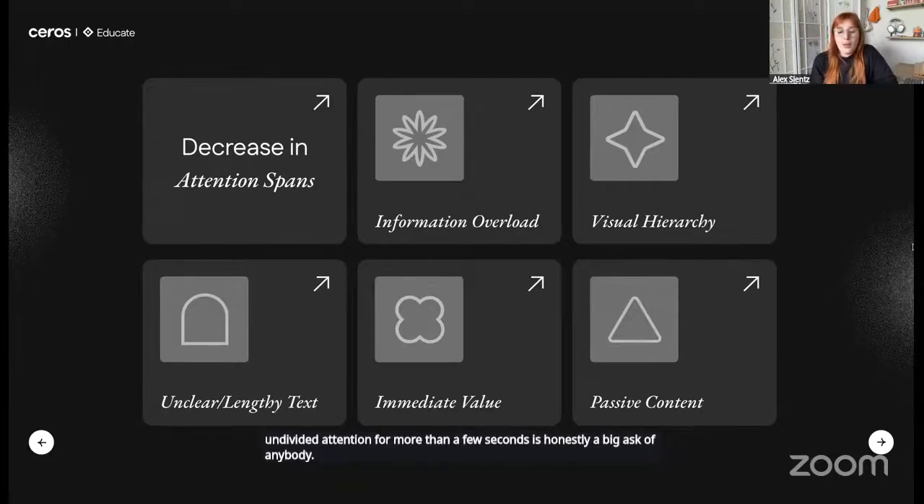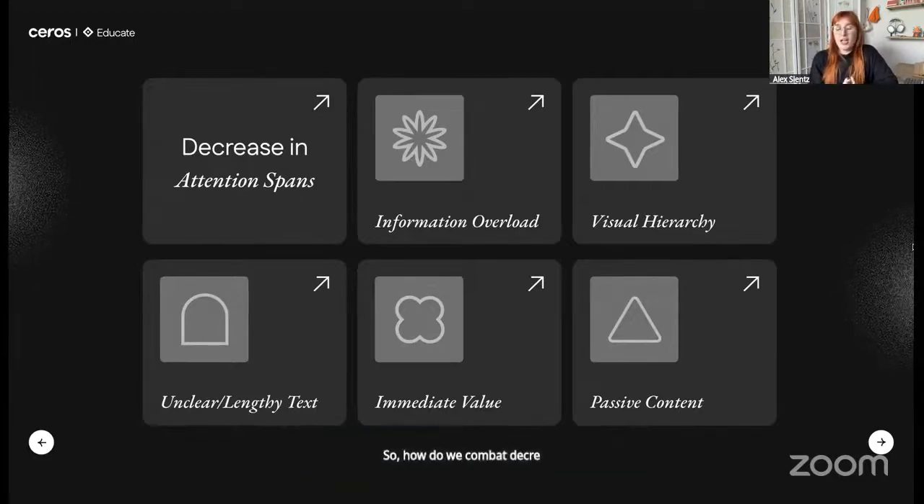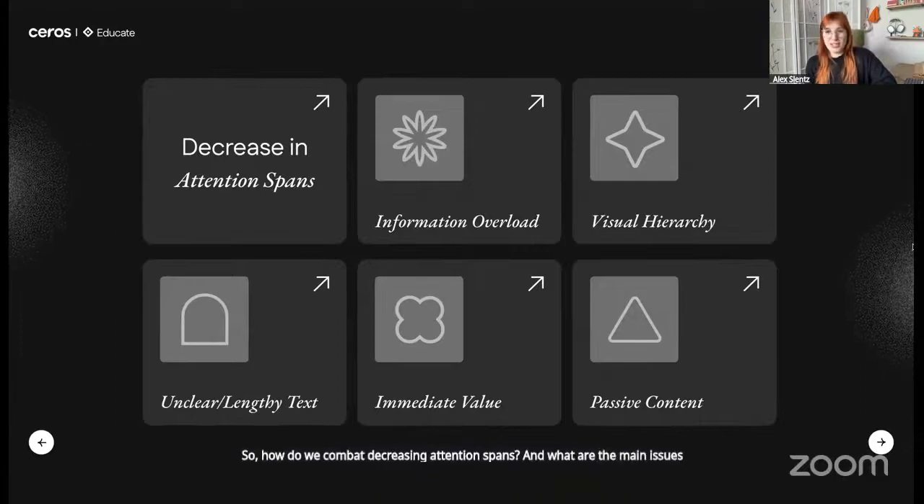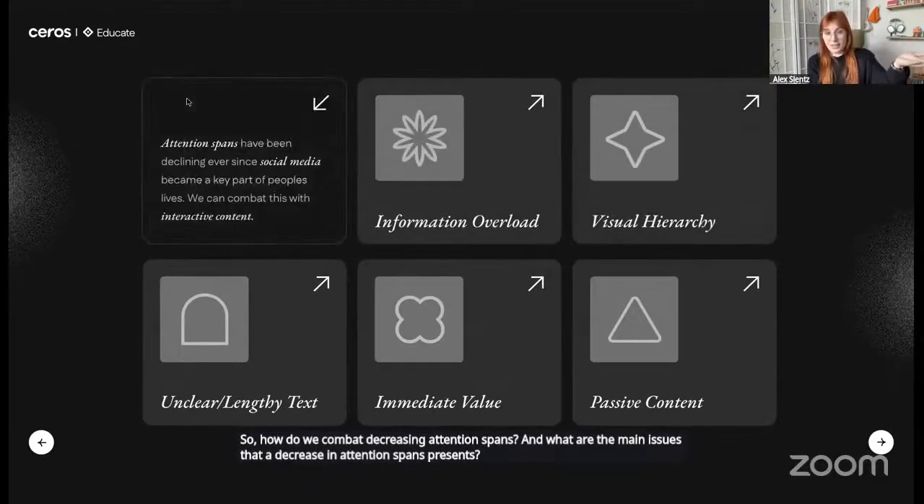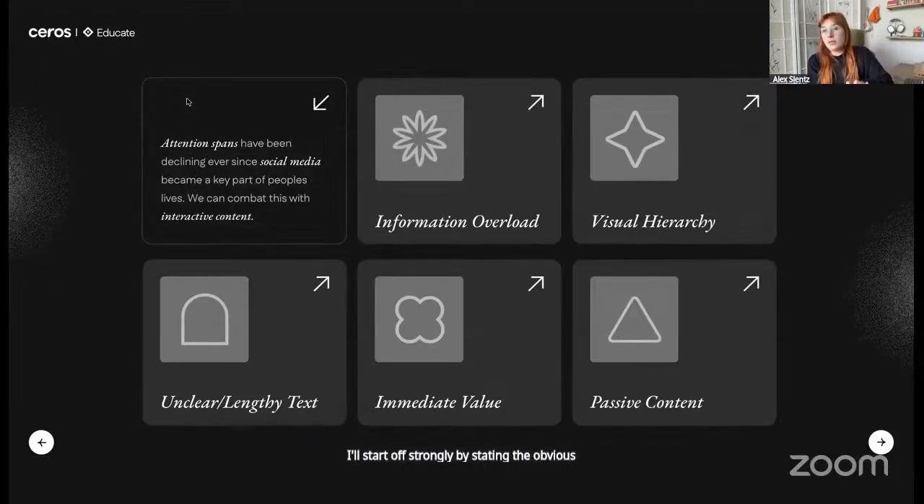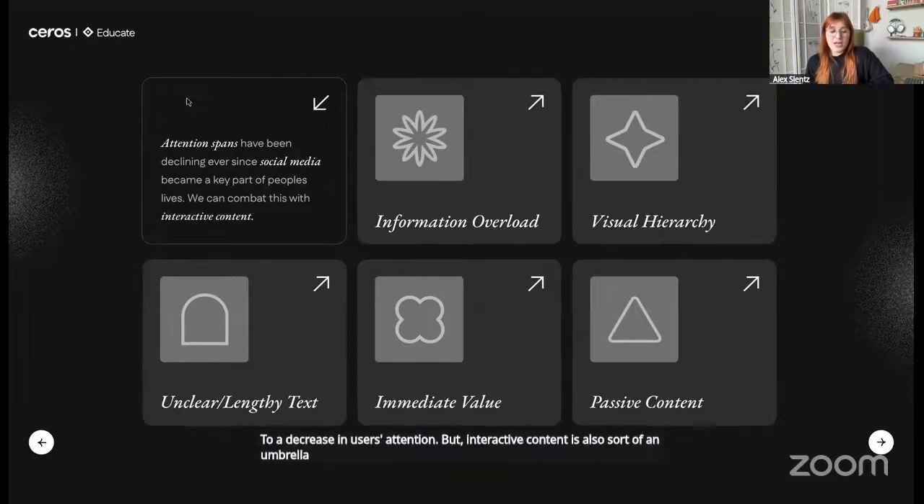So, how do we combat decreasing attention spans? And what are the main issues that a decrease in attention spans presents? I'll start off strongly by stating the obvious that interactive content can be an overarching solution to a decrease in users' attention. But interactive content is also sort of an umbrella solution. It's not applicable in every situation, especially if you're working with static content. So, how do we keep attention spans in mind while creating static and interactive content?